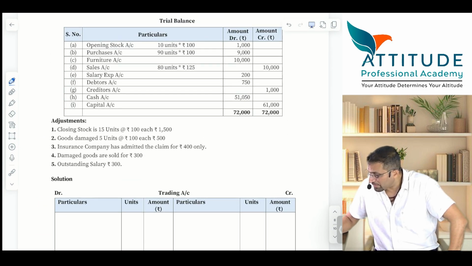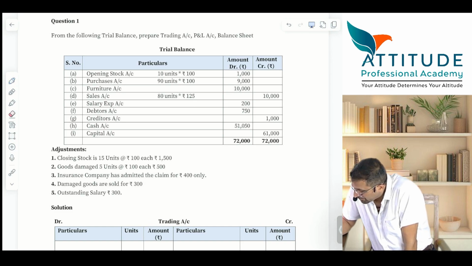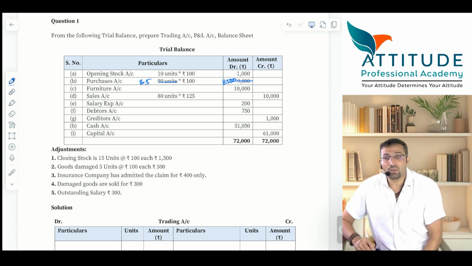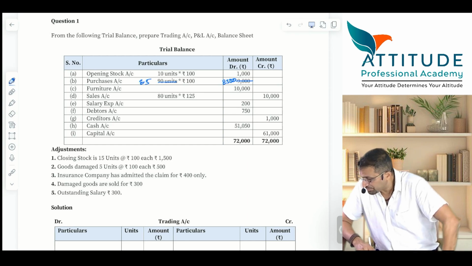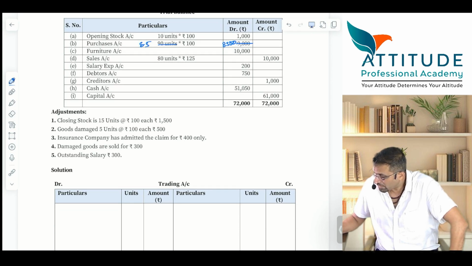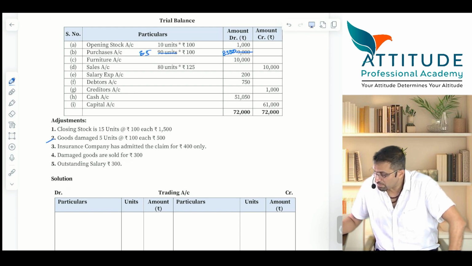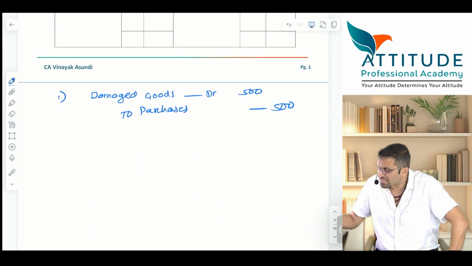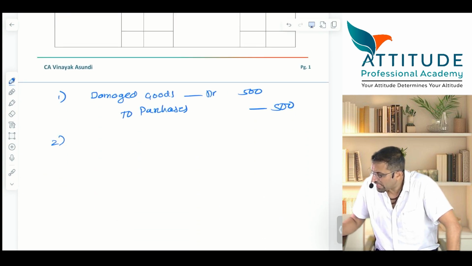Now come down to trial balance. You tell me, will purchases change? Yes. This will not be 90 units. It will be 85 units. And this will not be 9,000. This will be 8,500. All of you agree? Next. Other things in damaged goods are same. Now damaged goods are insurance company account debit. Insurance company debit 400 to damaged goods. This entry will remain same.